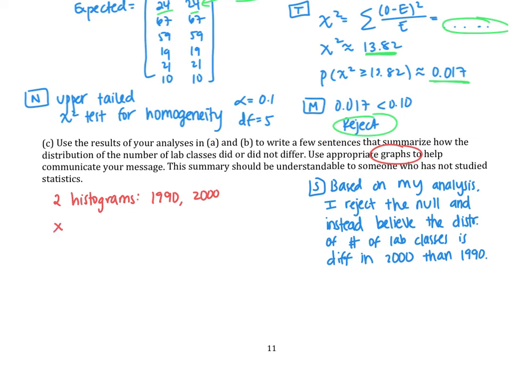What you would see is that the centers are the same, but the distribution of the bars are different. So while the average stayed the same from 1990 to 2000, the number of lab classes taken did not stay the same. And again, that's what you would see if you were to look at the histograms. The centers would stay the same, but the general bars would be different. All of that was worth 4 points.